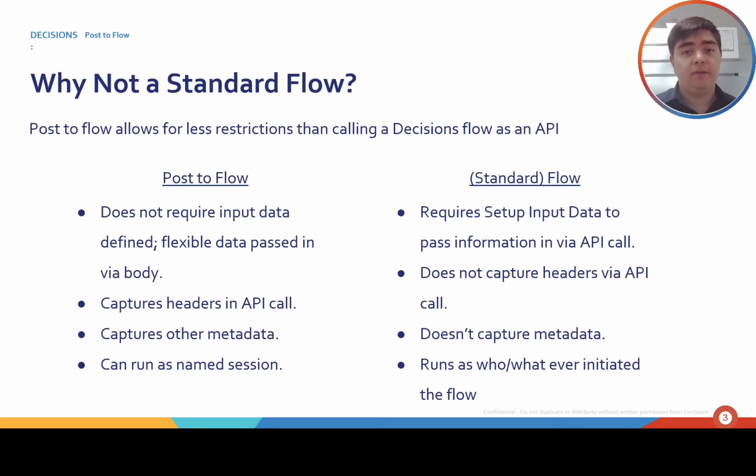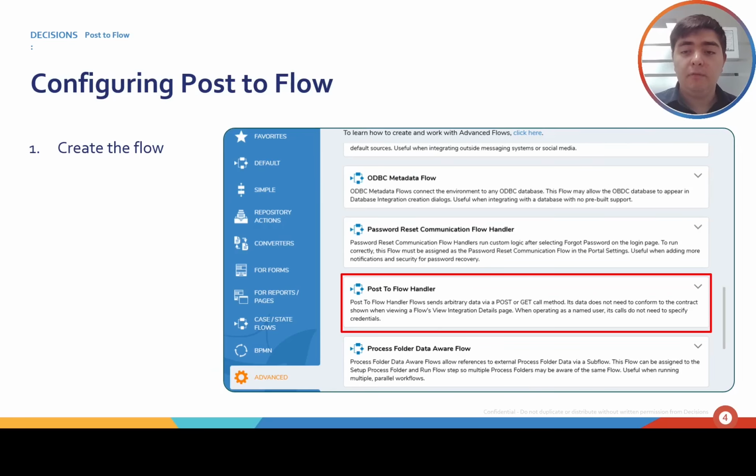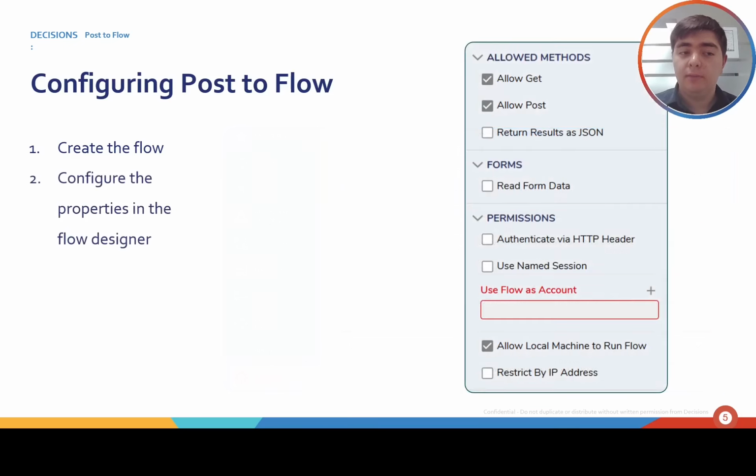So how do you configure it? Well, it's not too hard to set. The first thing you need to do is create a flow. However, before you go in and just click your standard flow, you want to go down to Advanced and then scroll down to Post-to-Flow Handler. This will give you the flow with the properties that you're looking for.